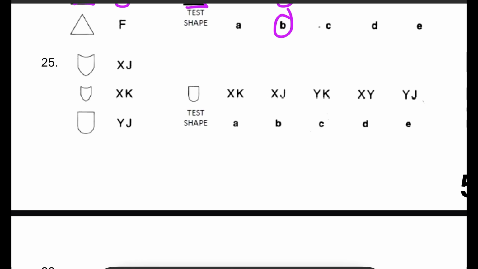This question, these two both have an X as the first letter, and they both have this shape, whereas the test shape is the same as this one. The first letter here is a Y, the first letter here will also be a Y.